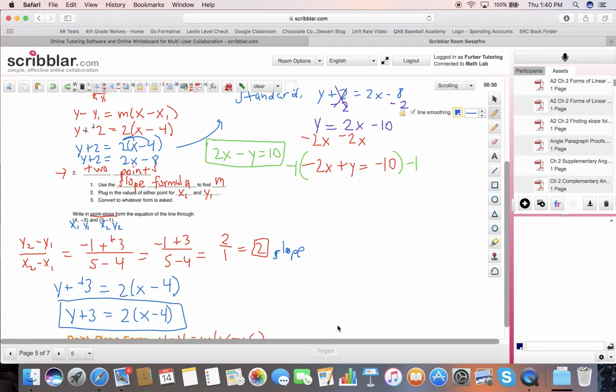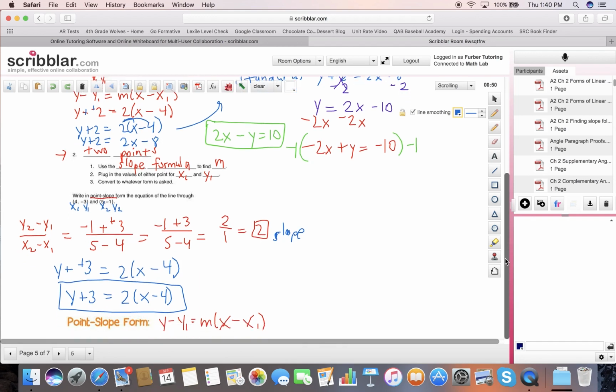That's point slope form. Now, if you were asked to convert to standard form, you would have to get the x and y on the same side. And if you were asked to convert to slope intercept, you'd have to get the y by itself. But we'll talk about slope intercept form next. So point slope is never used for graphing. It's only used for setting up and writing the linear equations.